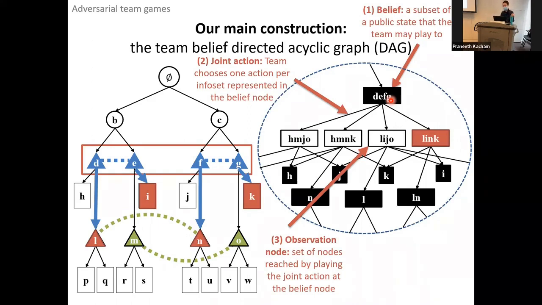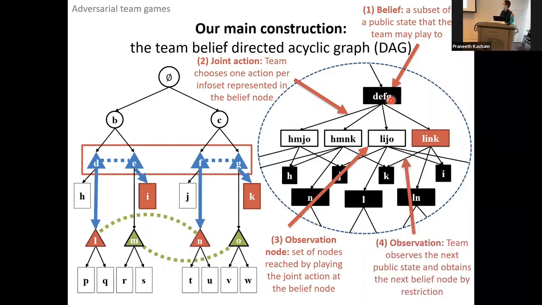The edges out of observation nodes are called observations. And at an observation node, the team observes the next public state and obtains the next belief node by restriction. So for example, at L, I, and K here, I can observe the public state LN. And if I observe the public state LN, I restrict L, I, and K to LN, and I get L and N. It is possible for me to play to L but not N, in which case, if I restrict to this public state, I will get only L, and so on and so forth. You can see some of that in this diagram here.